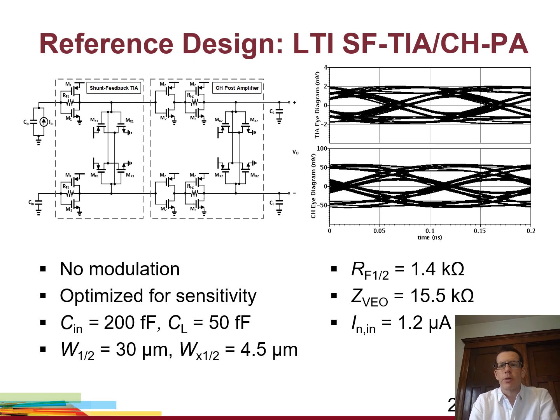Here we have some numbers for a reference design consisting of a TIA and a single Cherry-Hooper post amplifier. There's no damping factor modulation. It was optimized for sensitivity, and we upsize the forward inverters, add these cross-coupled inverters, and we end up with an overall gain of 15.5 kiloohms. We have an input referred noise current of 1.2 microamps. Although there's considerable ISI, we've arrived at this by optimizing the sensitivity. We tolerate that ISI because we're going to get lower noise and an actual higher vertical eye opening than if we'd lowered the gain.